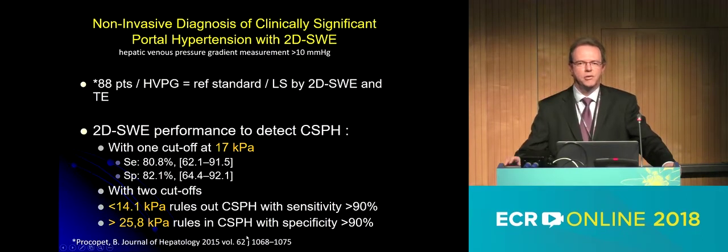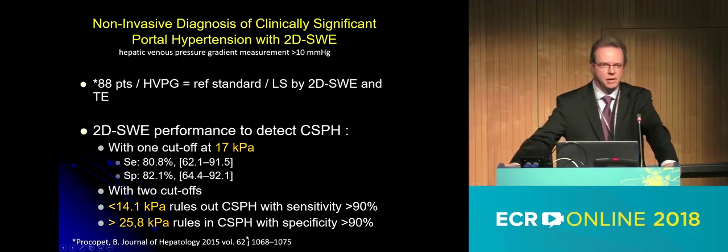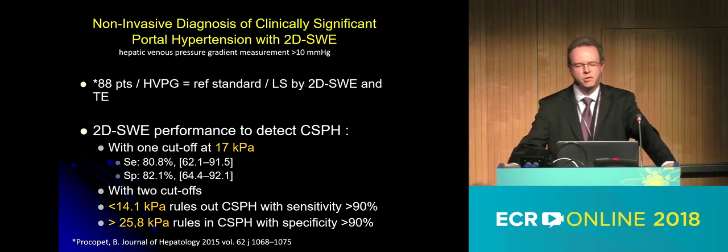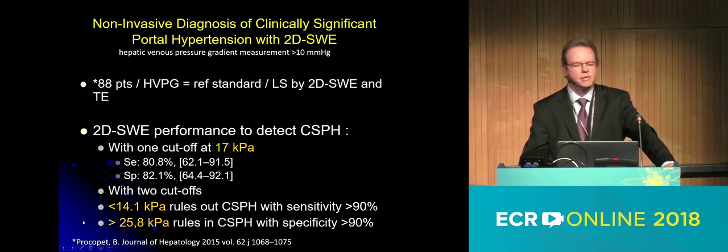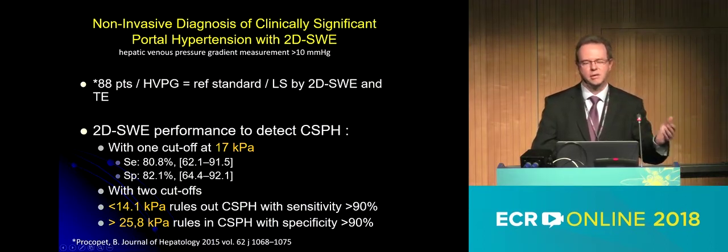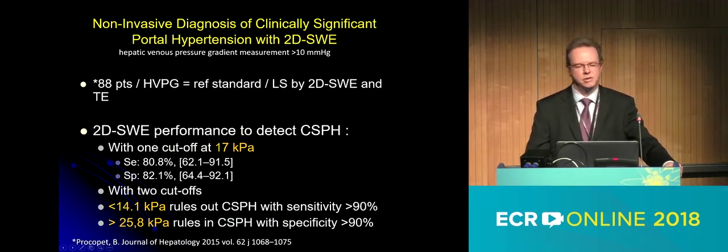Let's move now toward the complication of cirrhosis, and particularly portal hypertension. There are a lot of papers published about this, and I would like to share with you 3 papers. This one was published in 2015, and Procopet found that it was possible to use the liver stiffness as an indirect marker of the clinically significant portal hypertension.